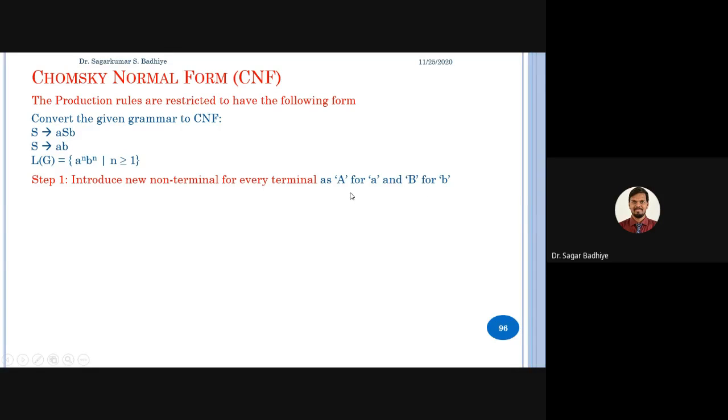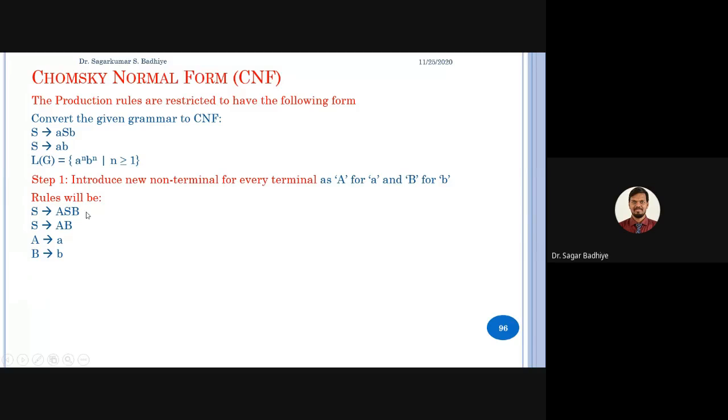Then what we would be doing is replacing all the existences of small a and small b in the given production rule by capital A and capital B, and we'll add two new productions for capital A and capital B that would derive to terminal a and terminal b, that is small a and small b, like this. So after introducing this and replacing them in this production rule, the rule will become S derives to capital S capital B, S derives to capital A capital B. And now for this capital A and capital B, we would be adding two new rules: A derives to small a and B derives to small b.